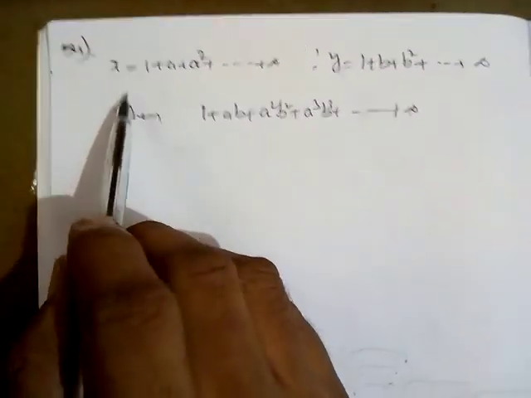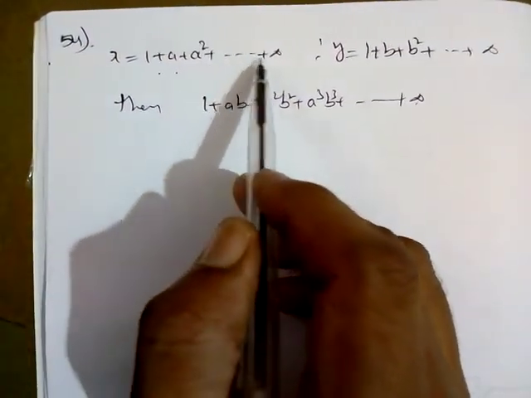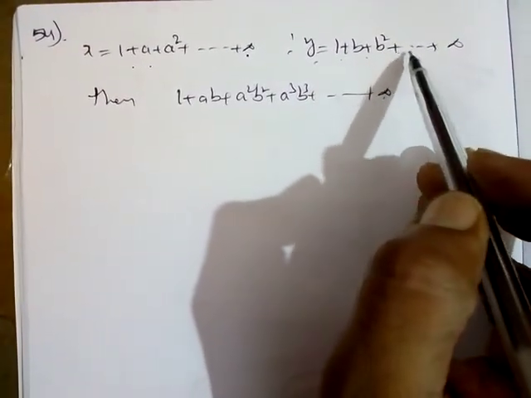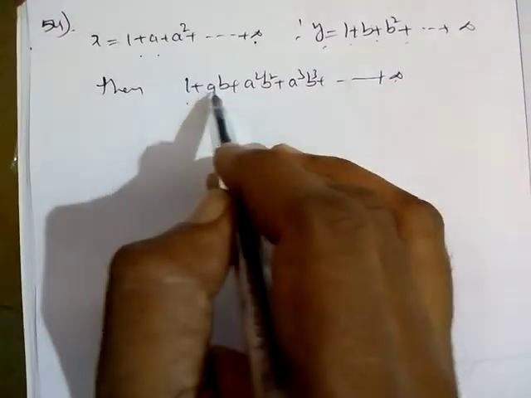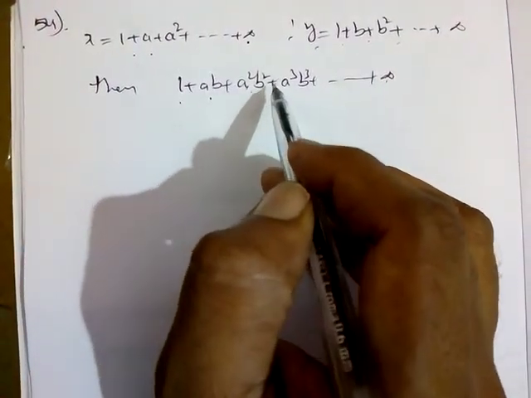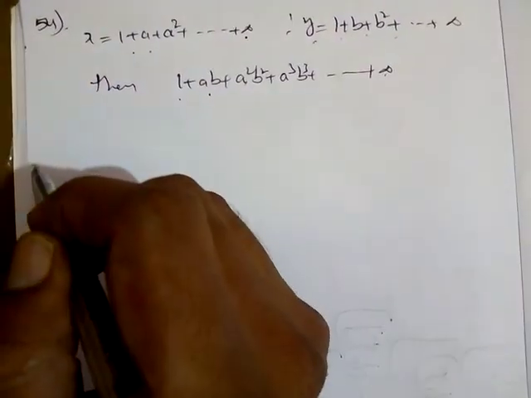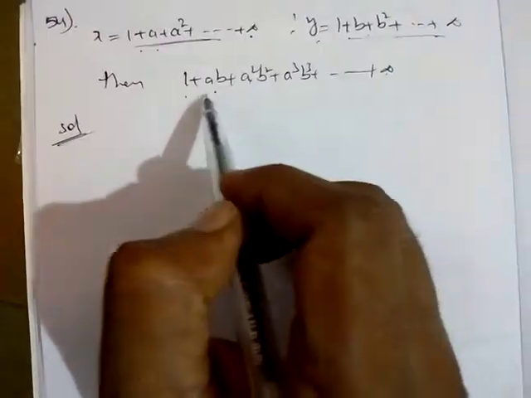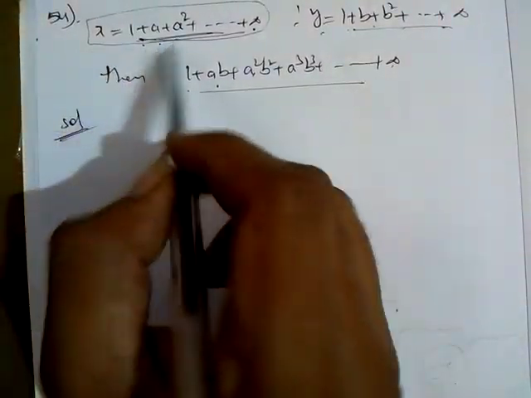Now problem 54. X is equal to 1 plus a square plus a cube and so on to infinity. Y is equal to 1 plus b square plus b cube and so on to infinite terms. Then we are asked to find 1 plus ab plus a square b square plus a cube b cube and so on to infinite terms. Already you know this: this is a GP series, this is also a GP series, here also a GP series. So you have to find the sum of infinite terms in GP.